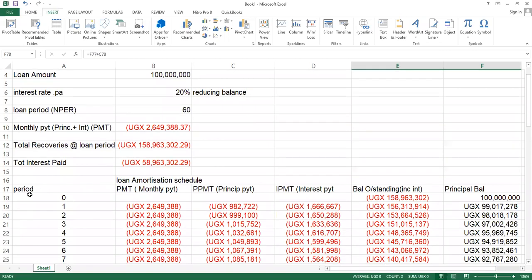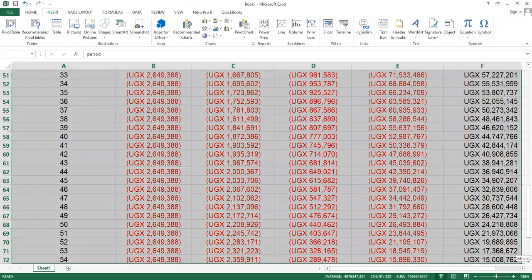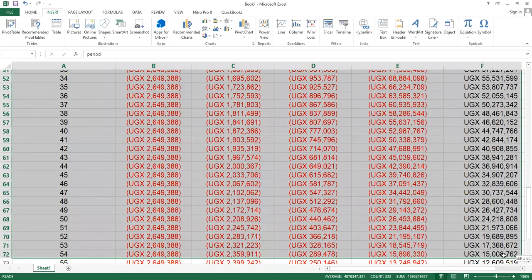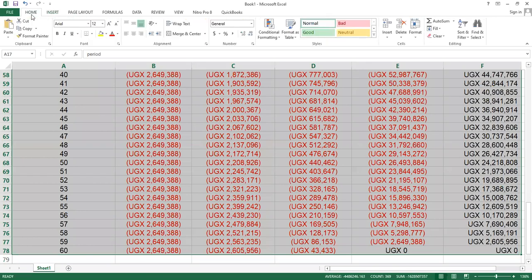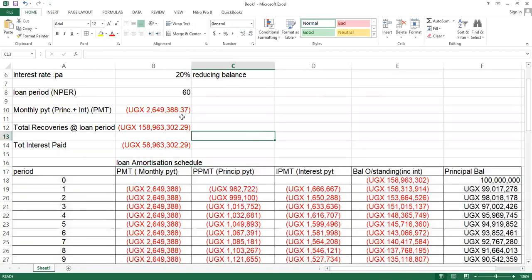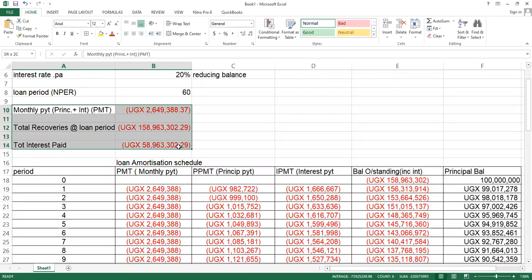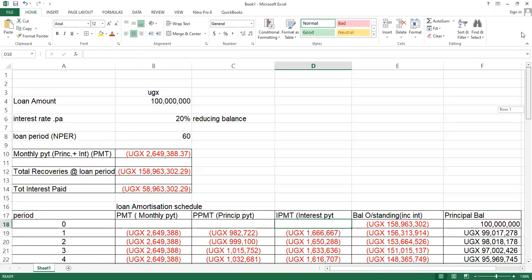So you can also include borders in case you want to print your schedule so that it looks a little bit organized. You come and insert borders, because when you print it out, it looks organized. So this is amortization, where you can use your spreadsheets.